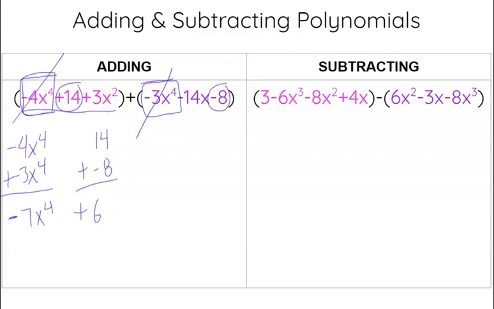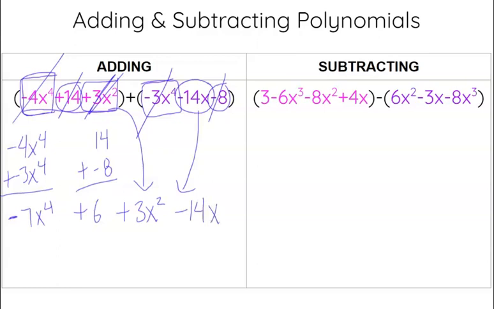Now I go to the next term, which is 3x squared. Now if I look over at the purple parenthesis, I don't have anything that has an x squared. So what that means is this is just going to come down and join my answer, plus 3x squared. It still exists in the problem, but there's nothing I can add or subtract to it. And then that same thing is going to happen with this negative 14x. There's nothing else that has just an x, so it just comes down and joins the answer. So now this is my answer.